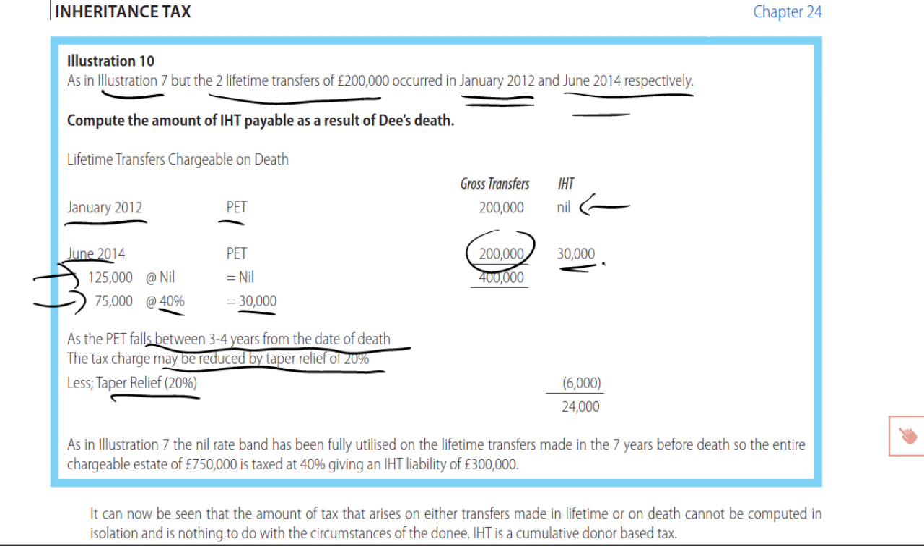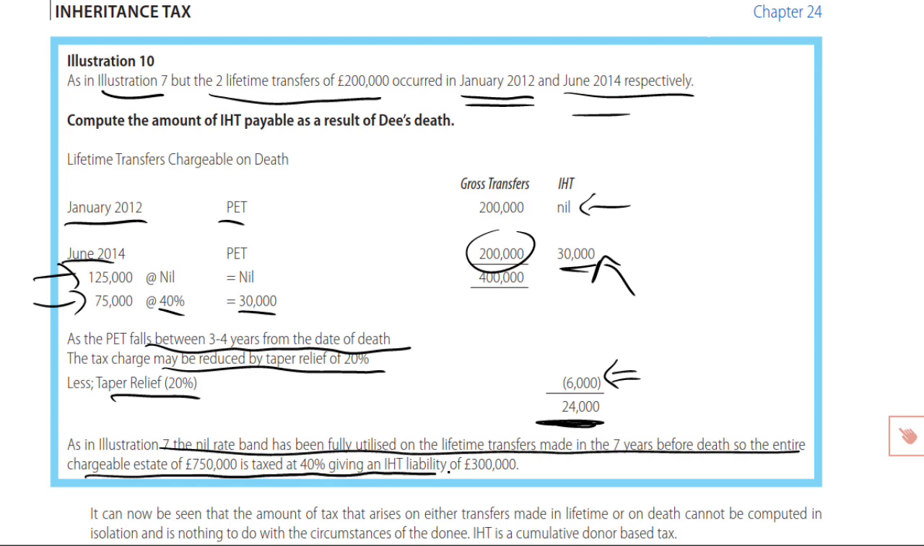That is a reduction in the tax charge. 20% of 30,000 equals 6,000. So the amount, therefore, of tax to pay will only be £24,000. As in illustration 7, the nil rate band has been fully utilised on the lifetime transfers made in the 7 years before death, so the entire chargeable estate is going to be taxed at 40%.